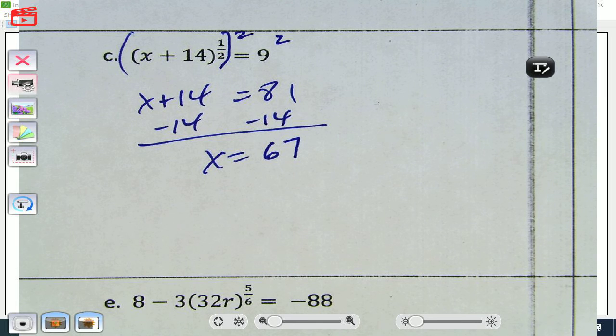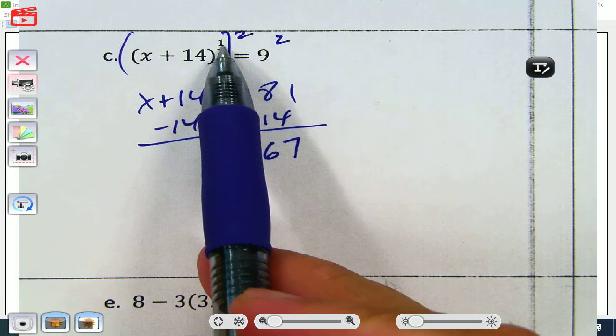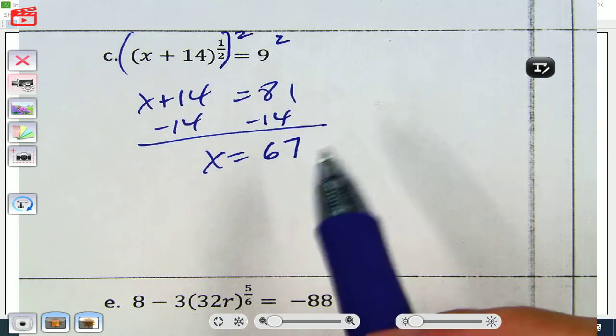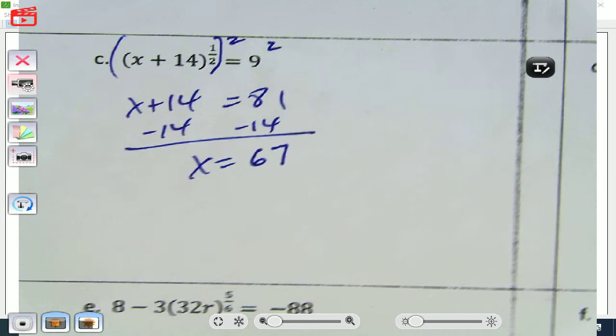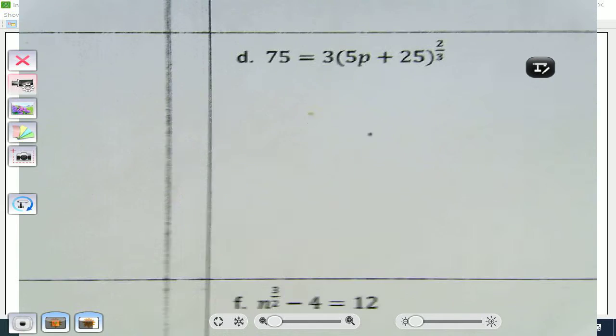All right, ready for D? Multiply by the denominator and divide by the numerator. It's the reciprocal. Right? It just so happens that the numerator is 1. So dividing by 1 didn't do anything. It'll make more sense on D. Let's look at example D.